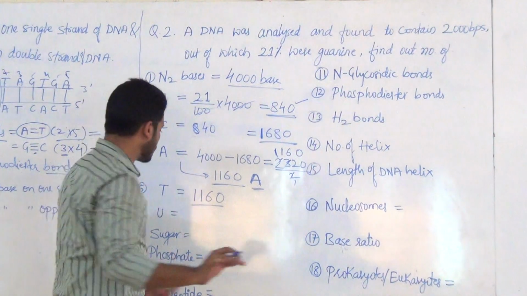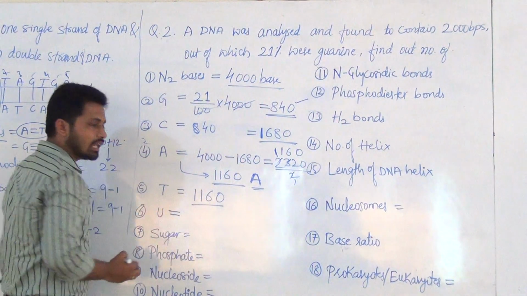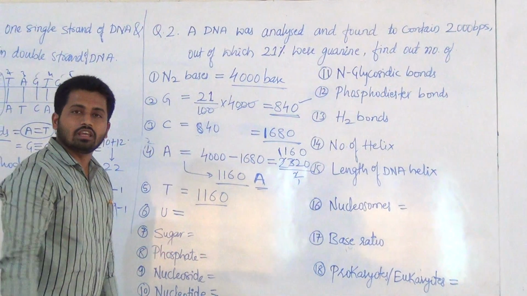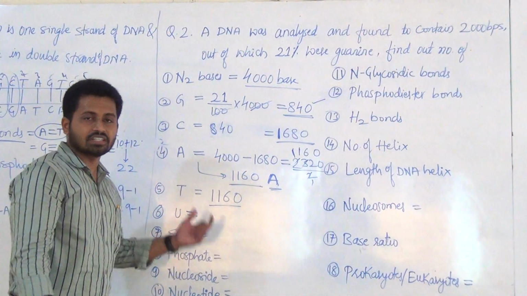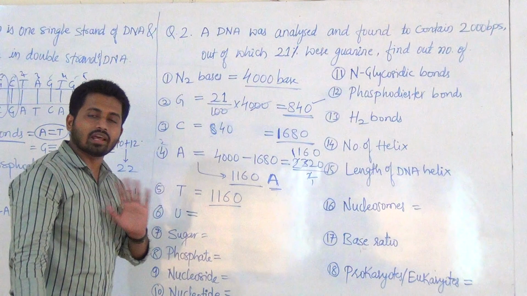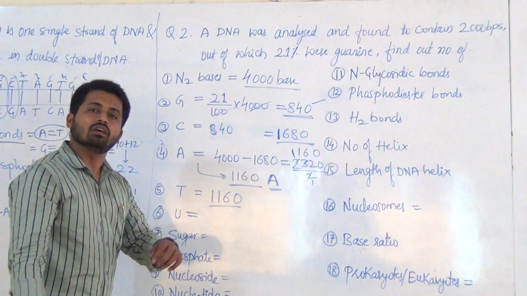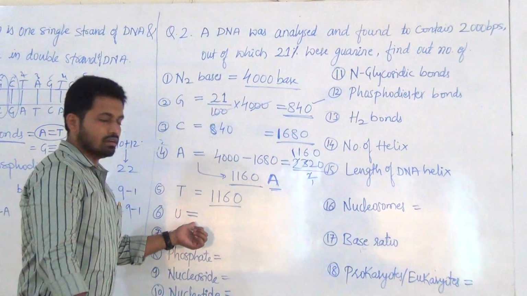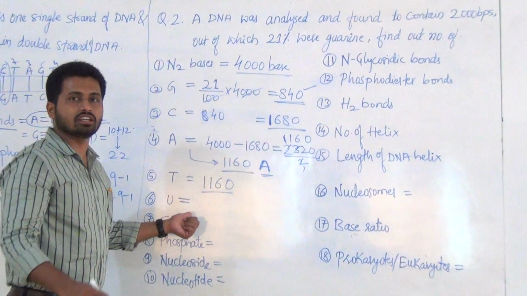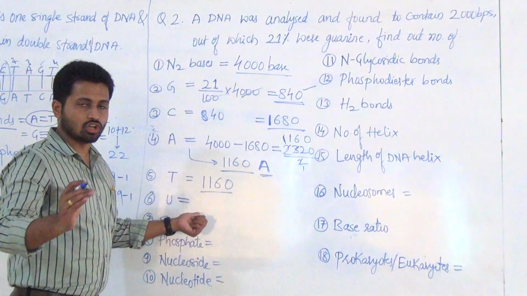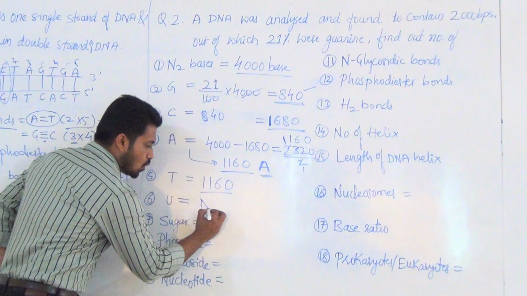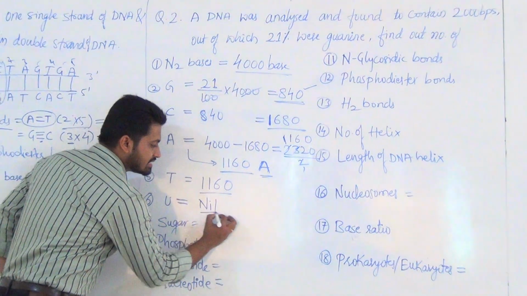Now coming to uracil, what do you say here? Is uracil present in DNA or not? Since it is a DNA molecule, there is no uracil. Uracil is found only in RNA. It is a pyrimidine base found in RNA only, not in DNA. So no uracil, that is nil.